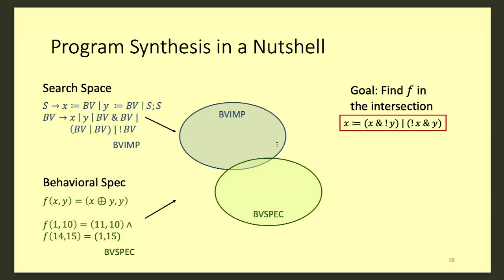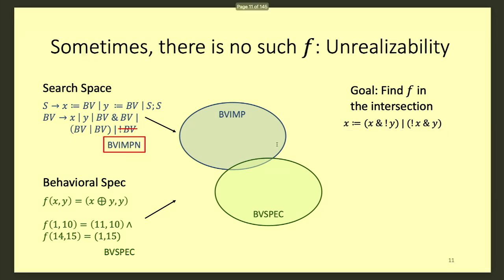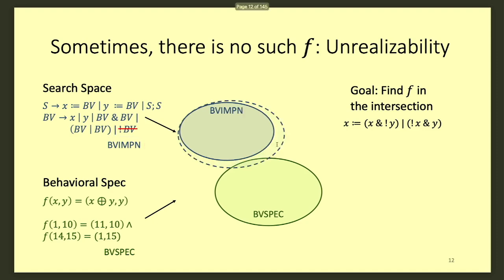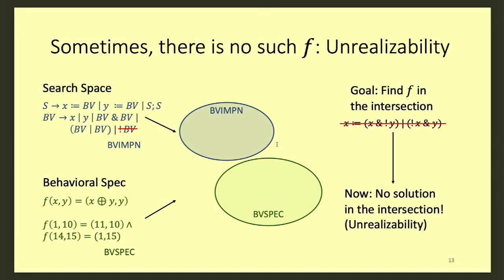But unfortunately, it isn't always the case that I can find such an f. So for example, here, if from my search space I remove the bitwise not operator and make a smaller set of programs, then my syntactic set of programs is going to shrink such that it does not overlap any longer with my semantic set of programs. So there's no f inside the intersection, which is the set of programs that I'm really interested in, that satisfies both of the criteria that I want. And this is exactly the phenomenon that we call unrealizability.